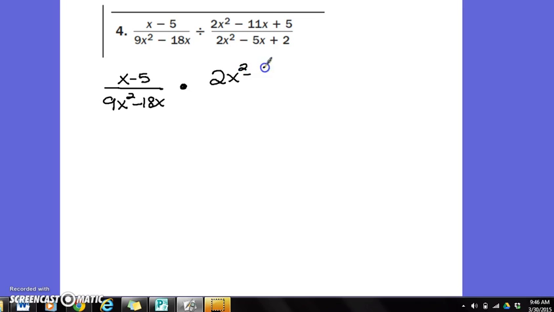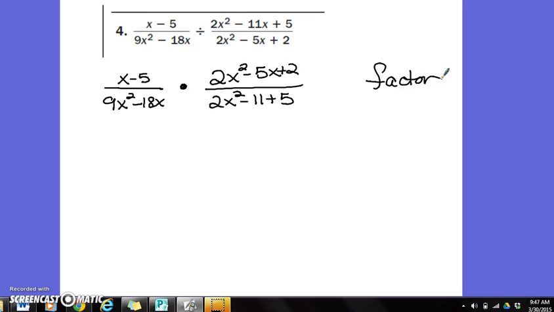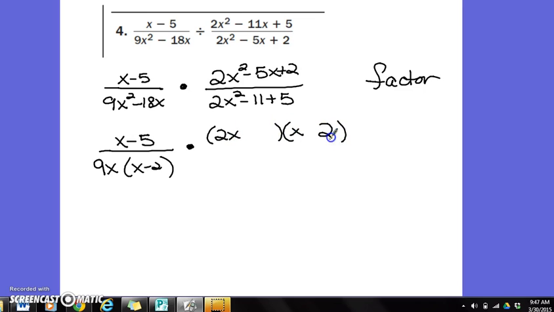2x squared minus 5x plus 2 all over 2x squared minus 11x plus 5. Now we're going to factor. So take your time and factor. First fraction, numerator, nothing factors. First fraction, denominator, you can take out a 9x, leaving you with x minus 2. Put your multiplication sign. Second fraction, numerator, it's going to be 2x and x. I'm going to put my 2 here.